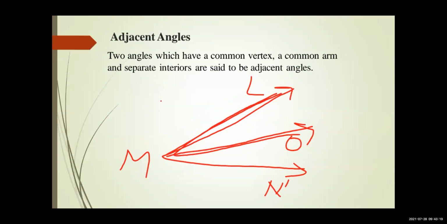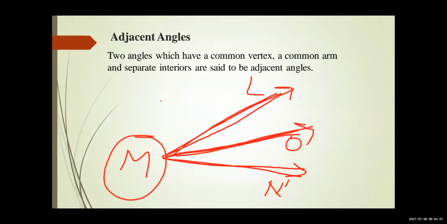LMO. This is one angle. OMN. Very good. This is another angle. Now here there are two angles. Now what is the common vertex over here? Which one is our common vertex? Very good. Common vertex is M.